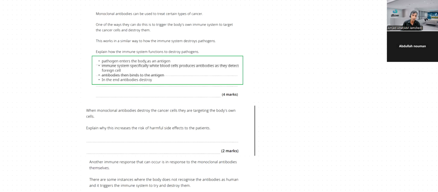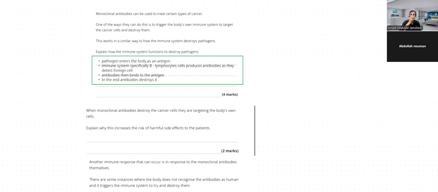You can tell me in which point I need improvement: the first, second, third, or fourth. The second: the immune system, specifically white blood cells. Which white blood cells? We should also mention lymphocytes, B lymphocytes. Basically, B lymphocytes produce antibodies, and they detect the foreign cell. Foreign cell or foreign particle? Okay, we can say foreign particle.